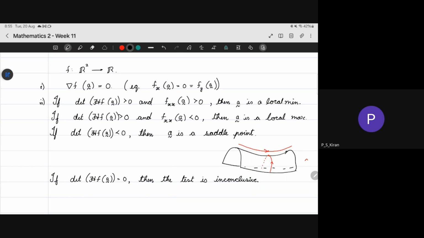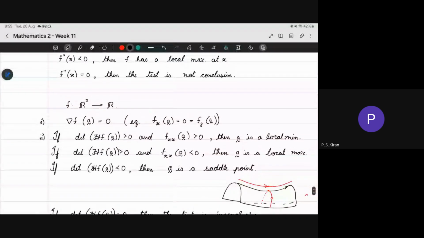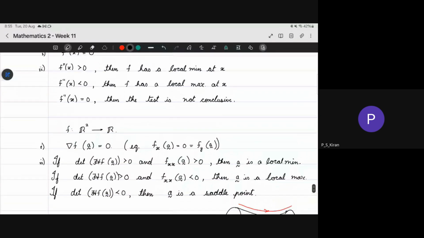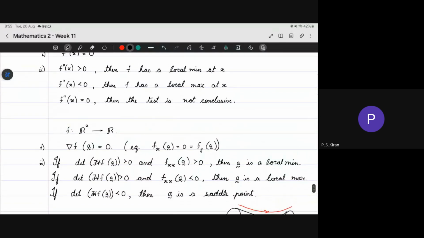And if it is 0, then you cannot do anything. If the determinant is negative, then it's a saddle point. If it is positive, then you'll have to look at the first entry of the Hessian matrix. Depending on whether it is positive or negative, it becomes the local minima or maxima, respectively. So the same sort of behavior is seen over here.